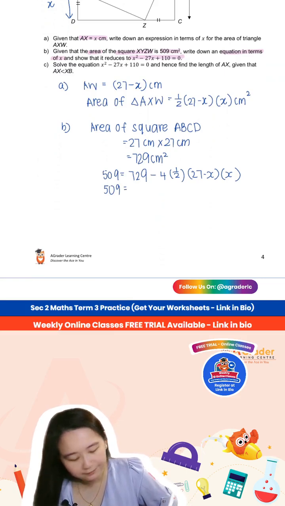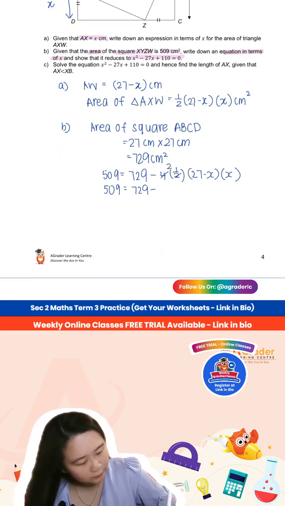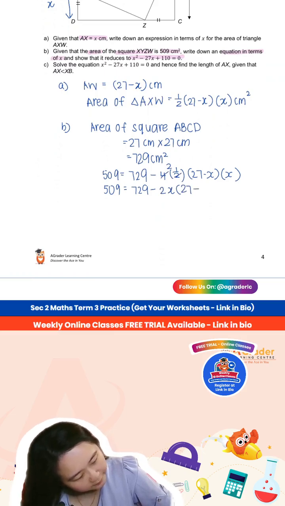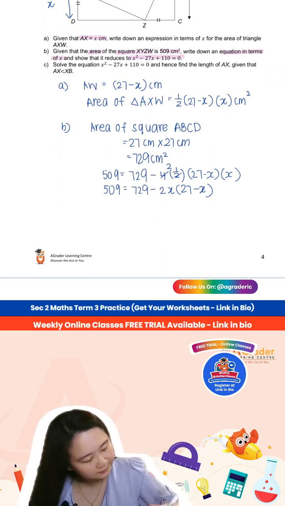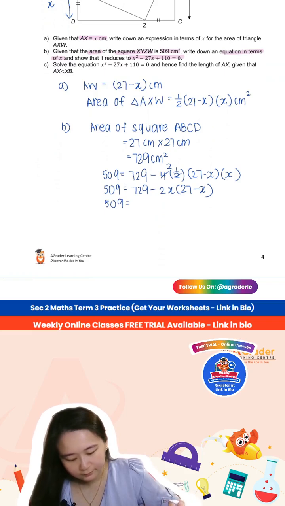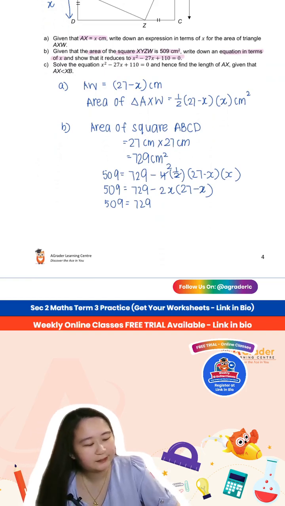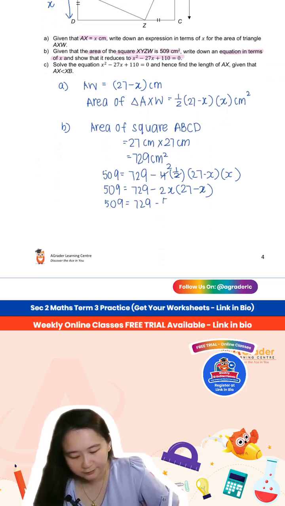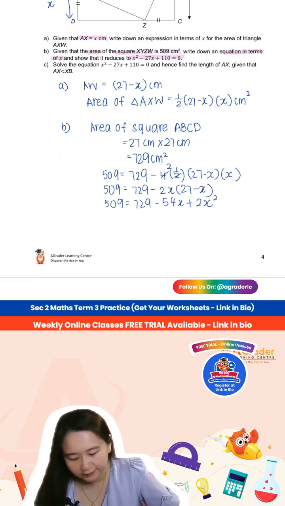Then we simplify. Divide by 2, divide by 2. So we have 2x times 27 minus x. Okay, then we expand. Negative 2x times 27, so we have minus 54x. And negative 2x times negative x, we have positive 2x squared.